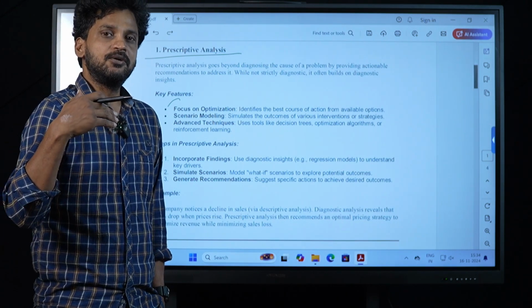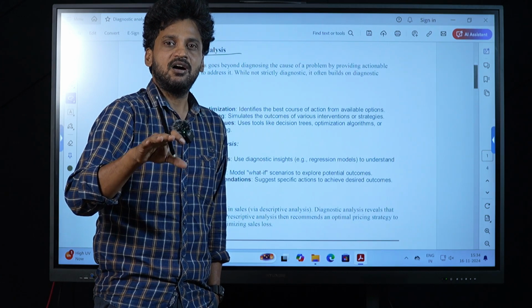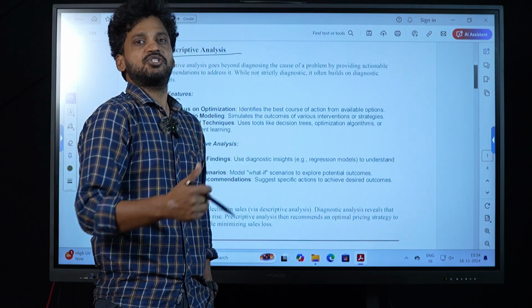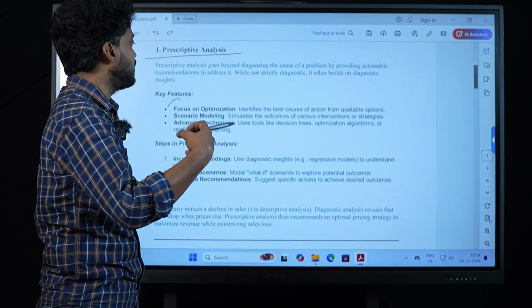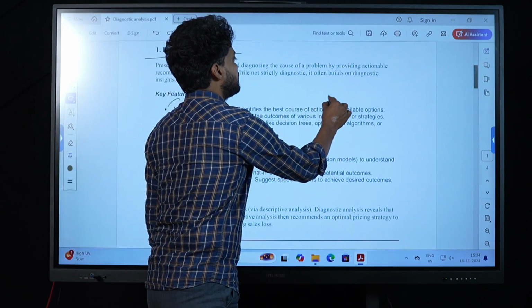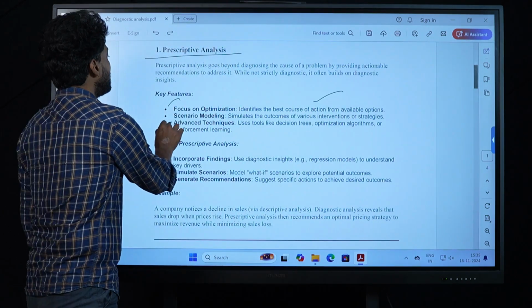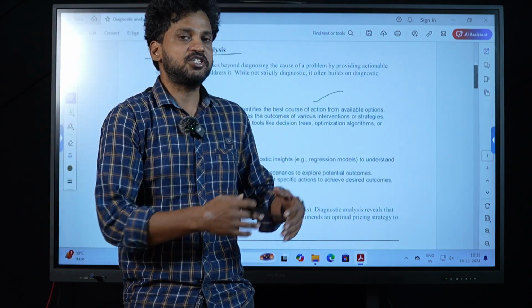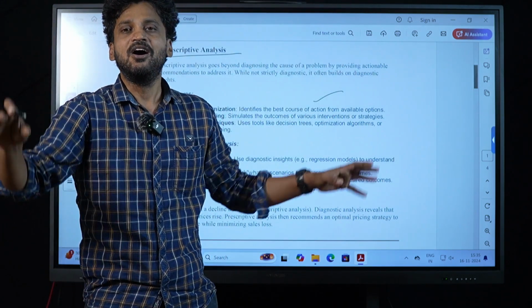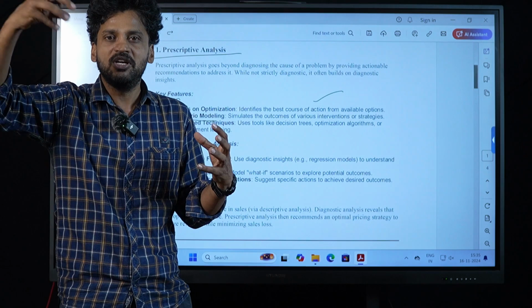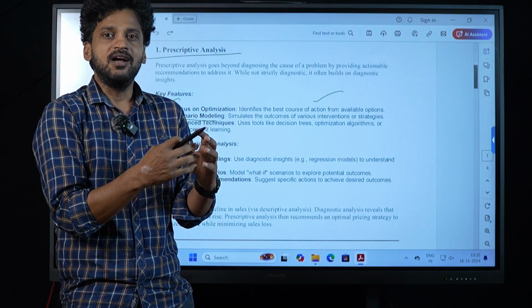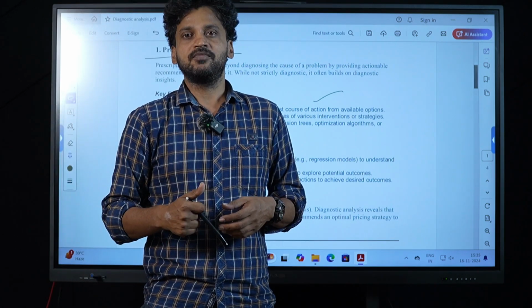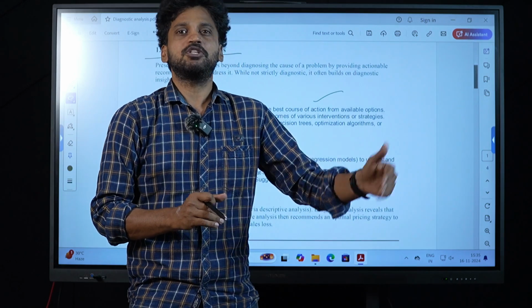If you foresee the stock price falling down, we should also be able to focus on how to optimize the share price, and identify the best course of action from the available options. Next is scenario modeling, which simulates the outcomes of various intervention strategies. If you follow this strategy, what exactly is going to happen? We identify all the possible strategies and simulate our model, fitting our data into it. Then, before it even happens in the future, we will be able to predict the outcome, so that we can identify the best possible strategy.